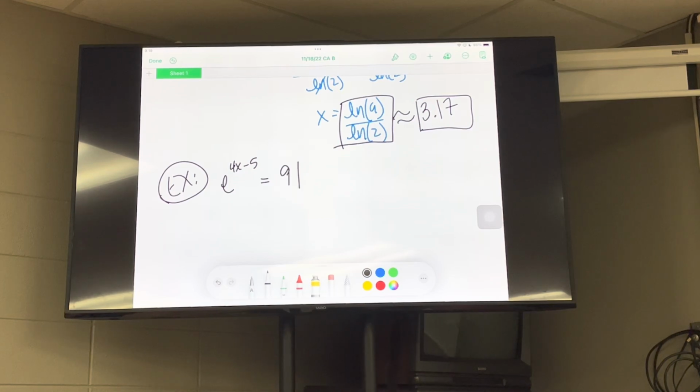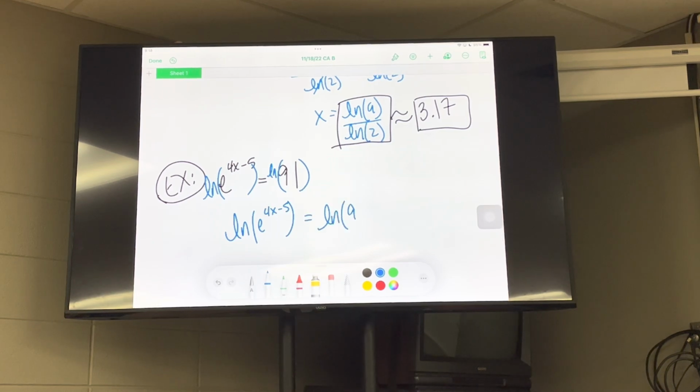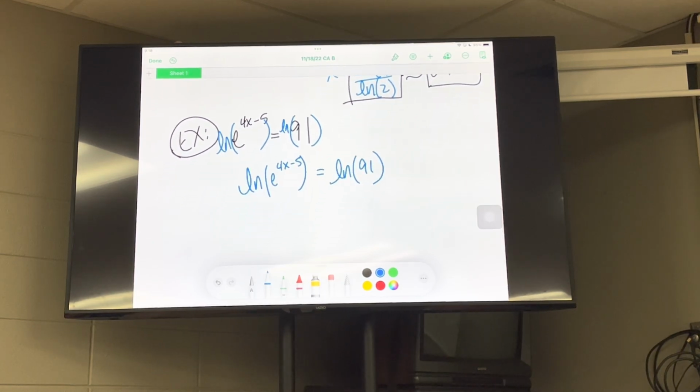In order to do that, I need to apply the property of logs. Can't apply the property of logs if there's no log. So I'm going to take the natural log of both sides. We have the natural log of e to the 4x minus 5 equals the natural log of 91. Why did we take the natural log of both sides? So that I could bring the exponent down, so I could bring it out front. So the whole reason for doing that was so that I could get that x out. So I end up with 4x minus 5 times the natural log of e equals the natural log of 91.